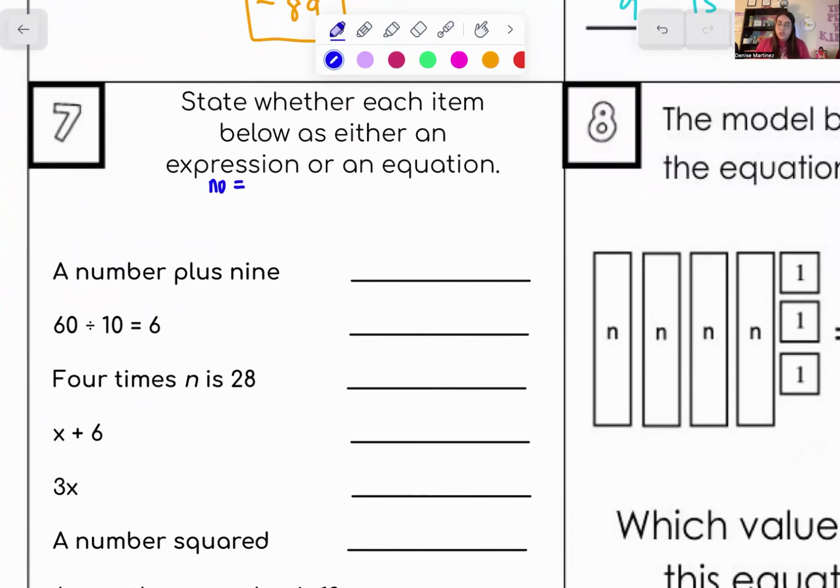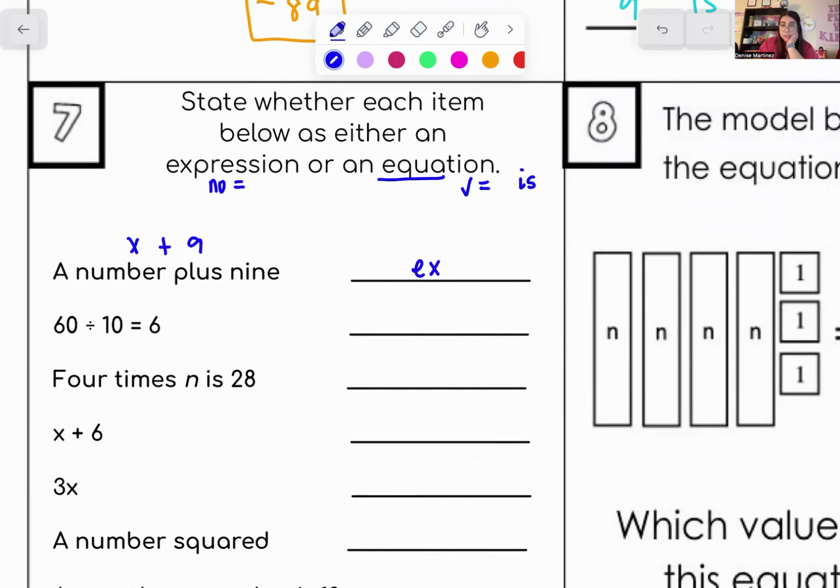An equation, right? Think it does have an equal sign. And we look for the keyword is, because that means I'm telling you 2 plus 2 is 4. So I'm giving you an actual explanation and I'm giving you an actual answer. So a number, doesn't matter a number plus 9. Is there an equal sign? No, that's an expression.